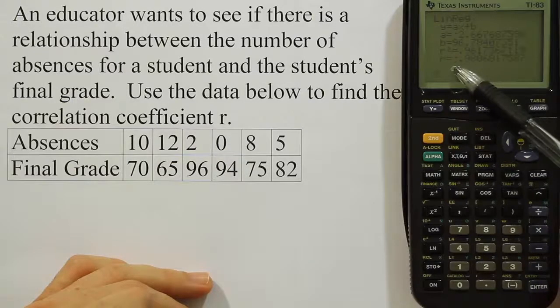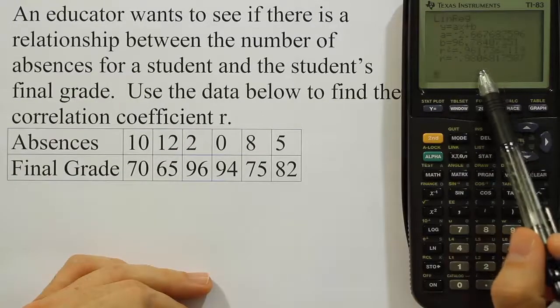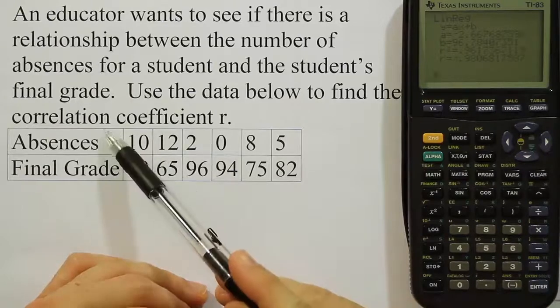And it tells me there's a negative relationship. You can see the little negative there. And it's about negative 0.981, essentially, which indicates a pretty strong relationship. This means that there's a strong negative linear relationship between absences and final grades.